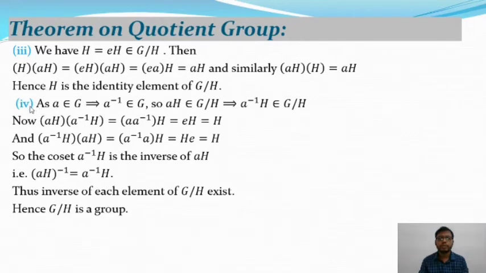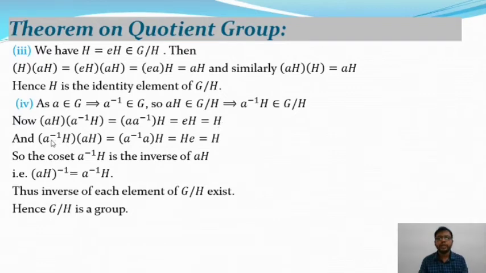Now move on to the fourth property of the above theorem. As a belongs to G, it implies a inverse also belongs to G. You know that G is a group, so its inverse also belongs to G. So aH belongs to G/H. This implies a inverse H also belongs to G/H. So now (aH)(a inverse H) equals, from the given relation, (a a inverse)H, and you know that a a inverse equals the identity. So (aH)(a inverse H) equals eH, and eH is equal to H.